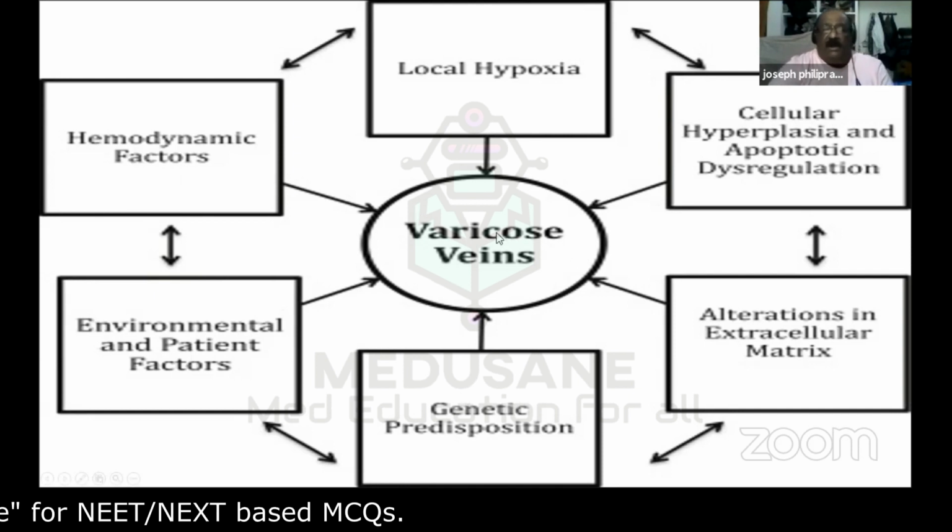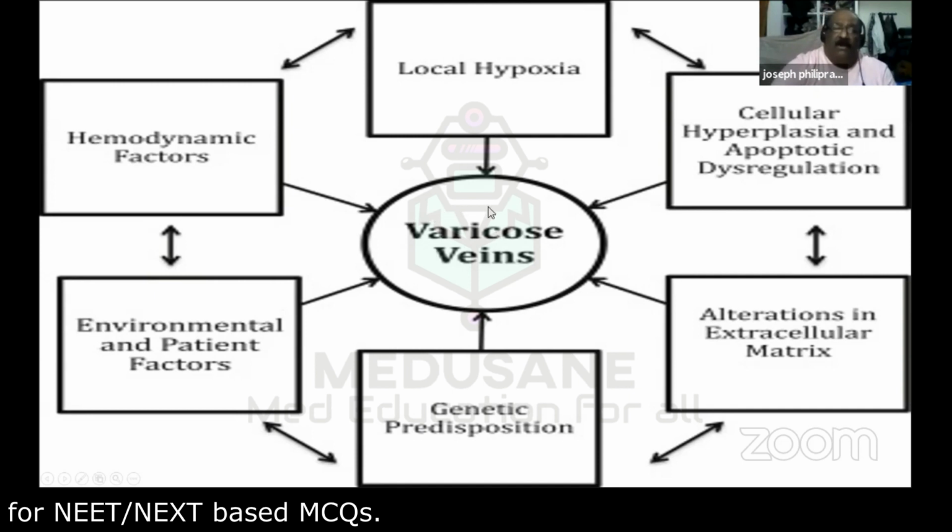Now, since there is stasis of blood in the saphenous system or the superficial venous system of the leg, there will be local hypoxia. And this local hypoxia will cause cellular damage and apoptosis and dysregulation of cellular maturity, which will cause various manifestations in the leg. And there will be alteration of extracellular matrix formation.